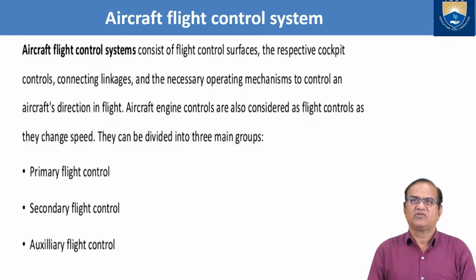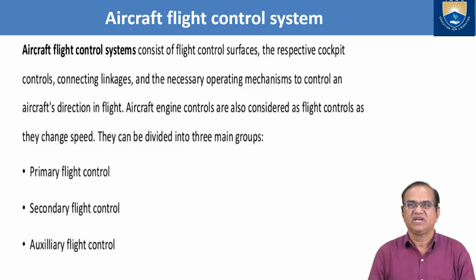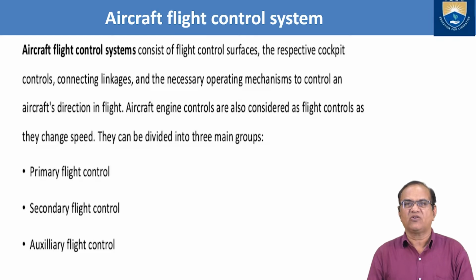Now I will talk about the aircraft flight control system. An aircraft flight control system consists of flight control surfaces, the respective cockpit controls, connecting linkage, and the necessary operating mechanism to control an aircraft's direction in flight. Aircraft engine controls are also considered flight controls as they change speed.